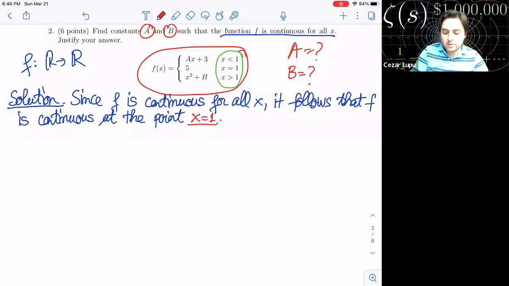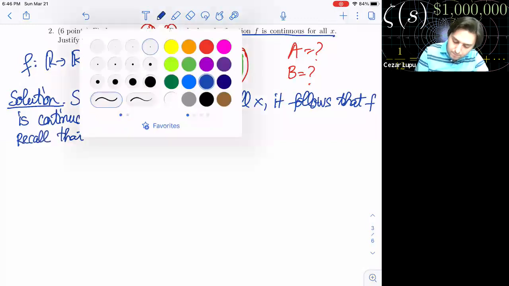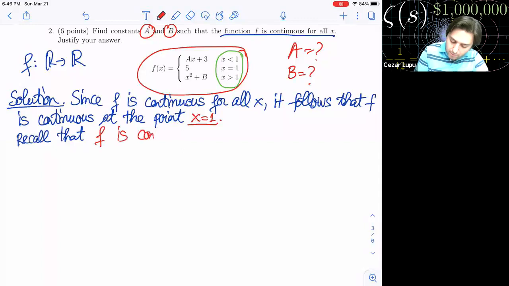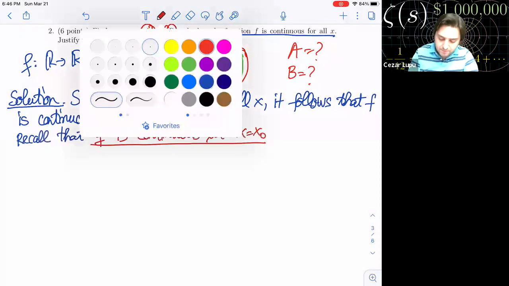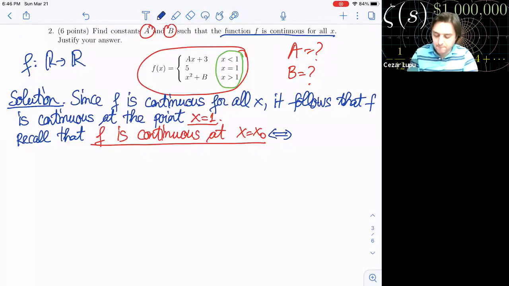Okay, and now let's recall the definition of continuity. What does it mean for a function to be continuous at a point? So recall that f is continuous at the point x equals x naught, right? If what happens? Can you tell me? If and only if what? I want to hear. What's the definition of continuity? If and only if?